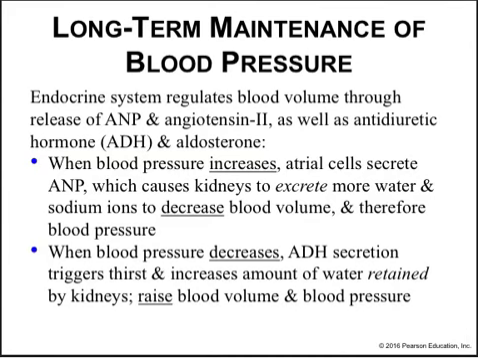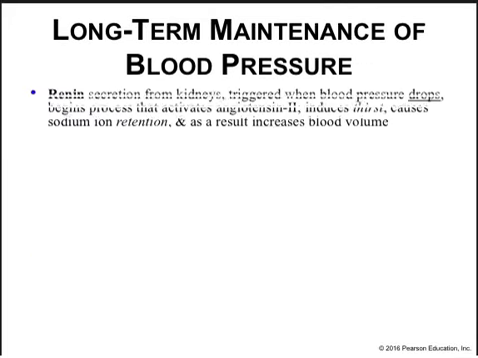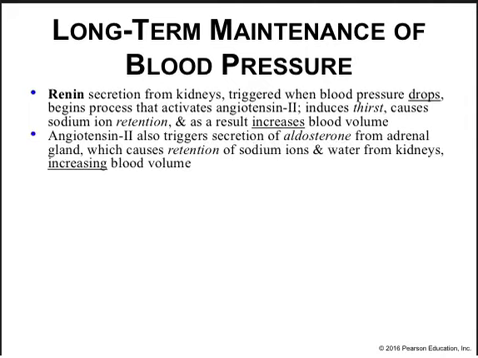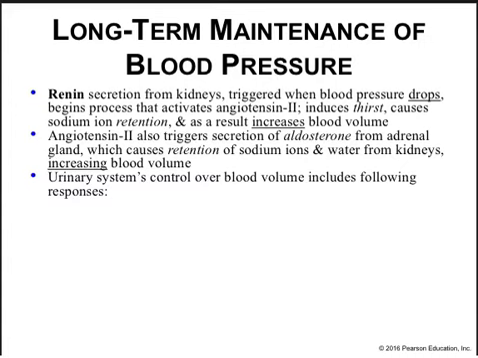When blood pressure decreases, ADH secretion triggers thirst and increases the amount of water retained by the kidneys, thus raising blood volume and blood pressure. Now, renin is secreted from the kidneys, and it's triggered when blood pressure drops. It begins the process that activates angiotensin II, induces thirst, causes sodium ion retention, and as a result increases blood volume. Angiotensin II also triggers the release of aldosterone from the adrenal cortex, causing the retention of sodium and water from the kidneys, and this also increases blood volume.